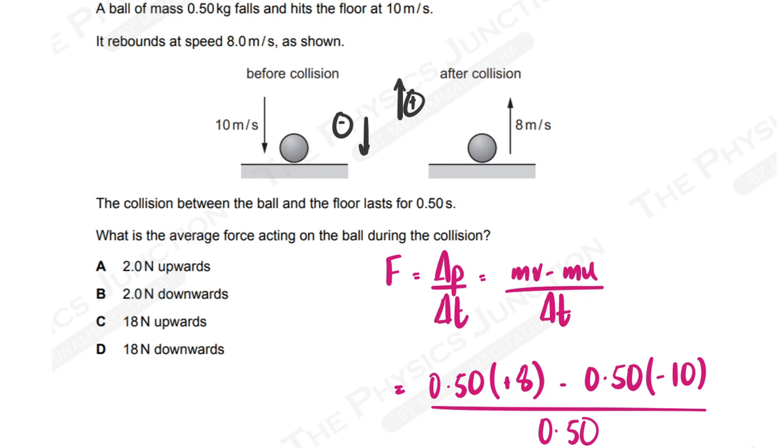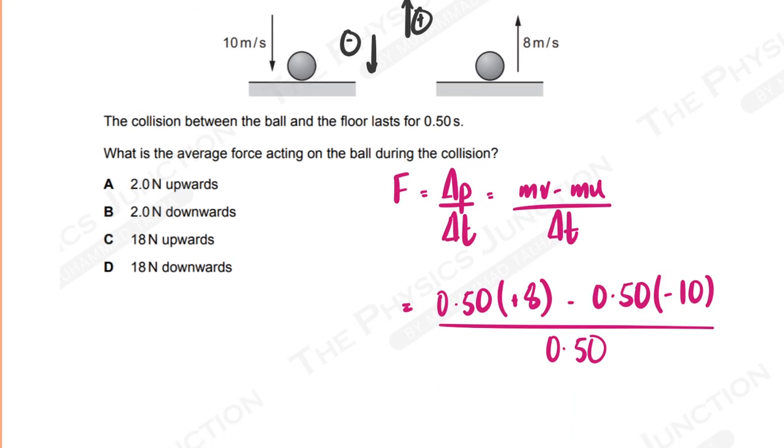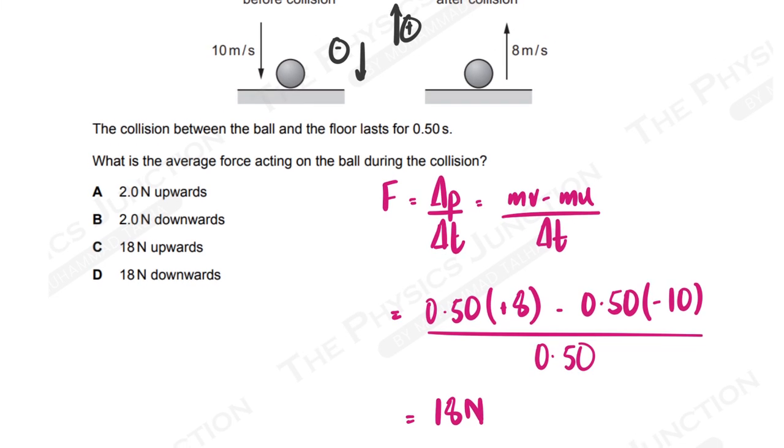So when you find this out, this is going to be 18, and now you see two options in the answers, which is 18 upwards and 18 downwards. You can just make use of your sign convention to understand the direction of the force. Now because this is positive, this means in keeping with your sign convention, this force is upwards, so it's 18 Newton upwards. Let's go on to the next one.